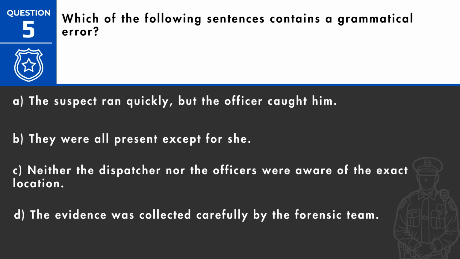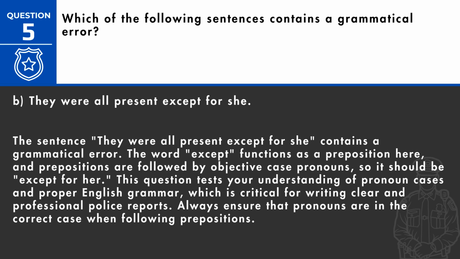Question 5. Which of the following sentences contains a grammatical error? A. The suspect ran quickly, but the officer caught him. B. They were all present except for she. C. Neither the dispatcher nor the officers were aware of the exact location. D. The evidence was collected carefully by the forensic team. Answer: B. They were all present except for she.